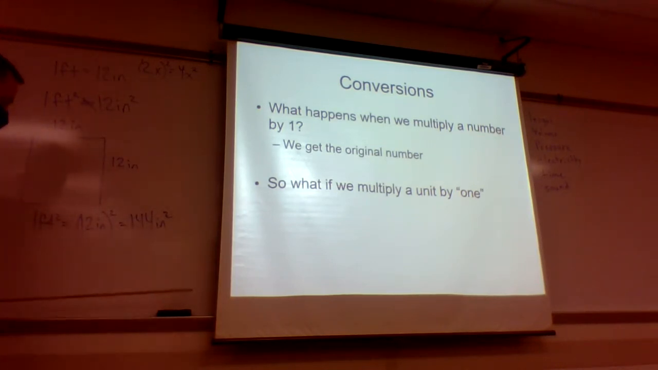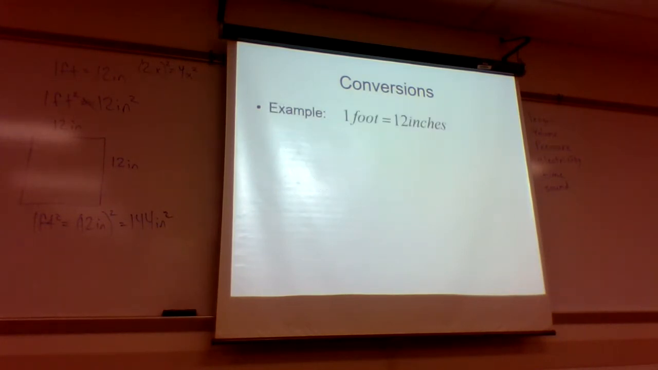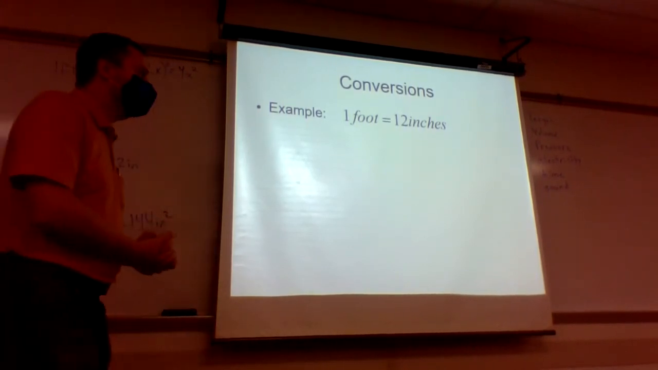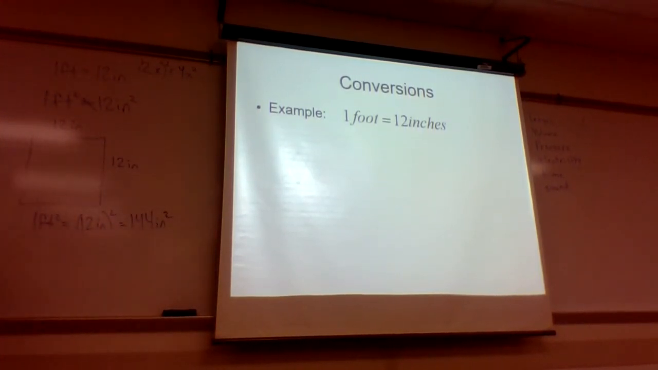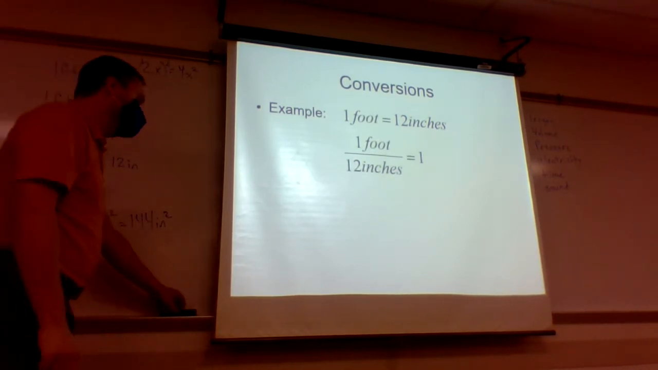So that's what we do when we use conversion factors. You multiply by 1. How do we do that? Well, let's do the simple one, right? Because you guys will believe me on the simple one. We know 1 foot is 12 inches. We know that. That's the definition, okay? So what I'm saying by multiply by 1, solve for 1.